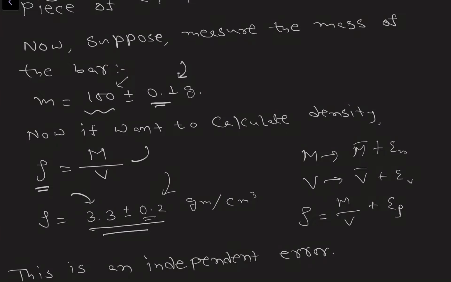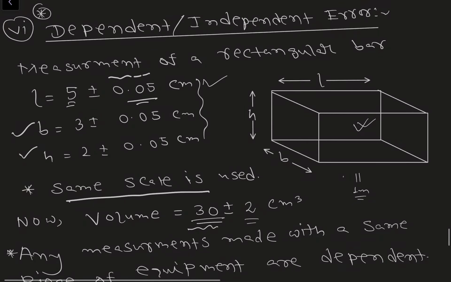One thing I want to say here before going to end. While we are calculating the error in density, the error in mass and error in volume are independent. They don't depend on each other. So for independent error, there is a different set of rules. And in case of volume, as we calculate length, breadth, height from the same piece of instrument, the propagated errors will be dependent on each other; the errors of length, breadth and height will be connected. So for them there is a different set of rules.